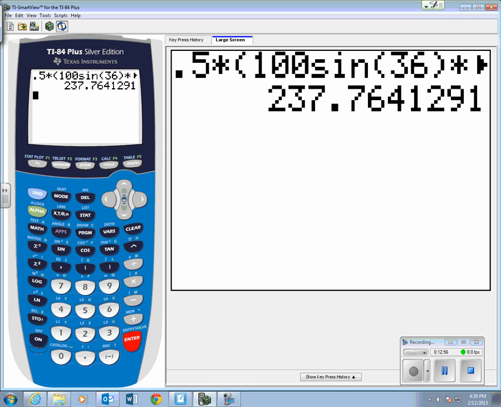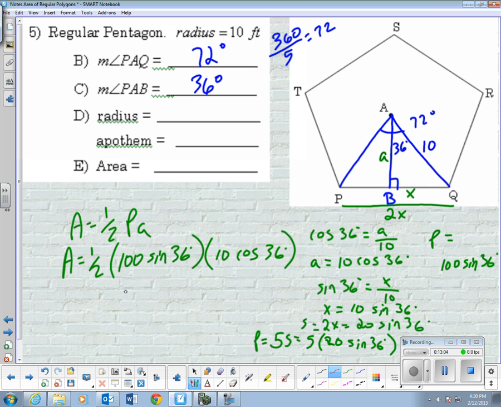So our answer is 237.7641. We can go 4 decimal places if you'd like. So this is a regular pentagon. All the other figures besides those first 3 we did use trig every time.